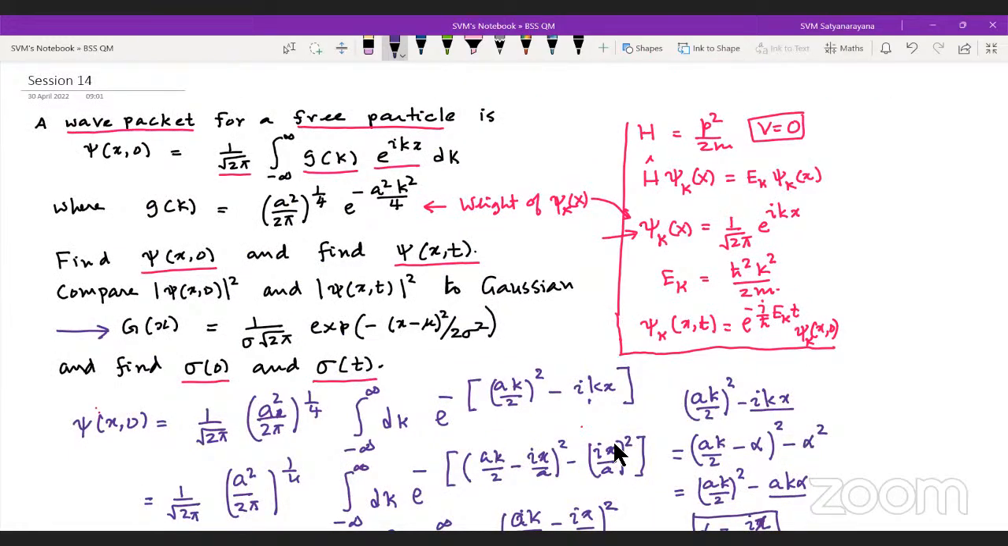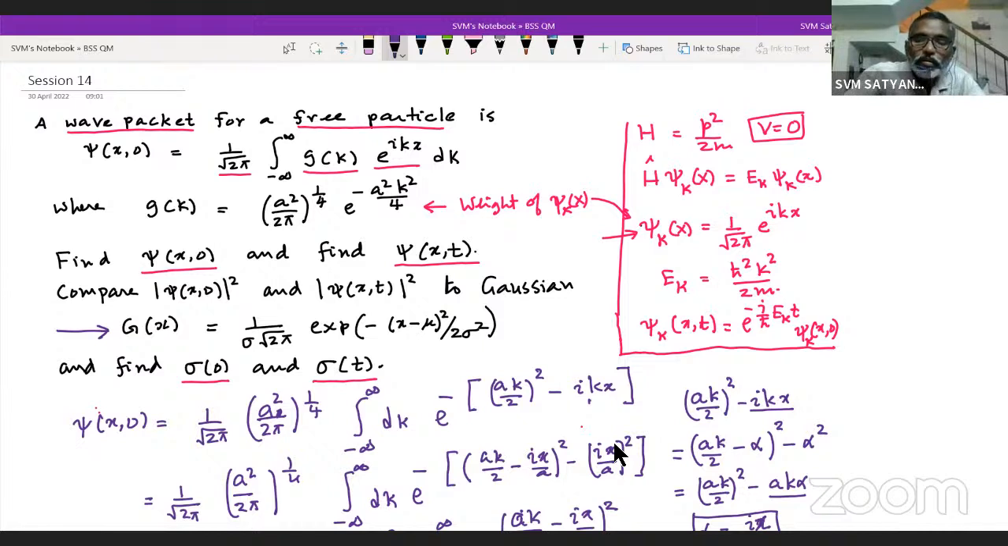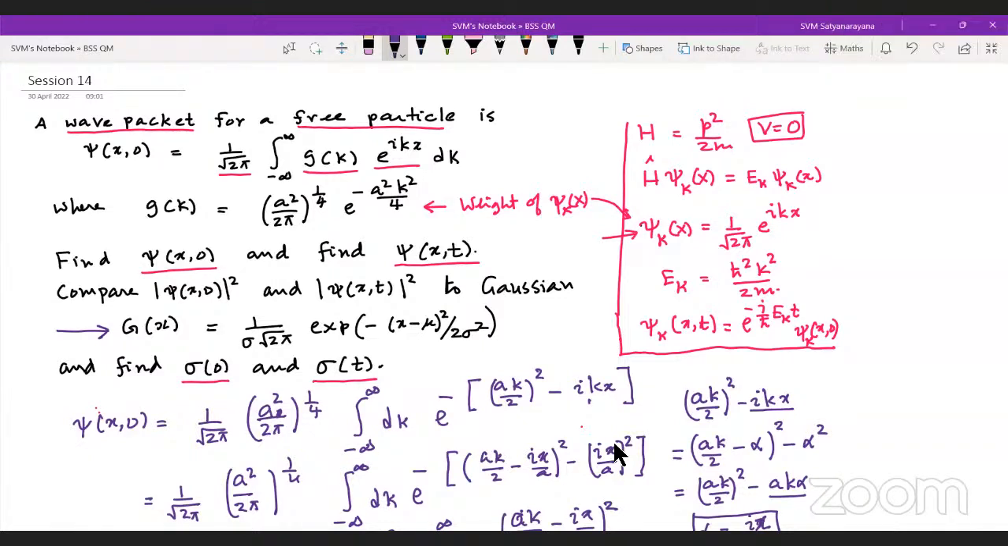So first of all, G(k), the k-vector representation, is Gaussian. So the Fourier transform, the inverse Fourier transform, will also be Gaussian. Correct. So without solving the problem, we can infer that, going from the momentum representation to the position representation.